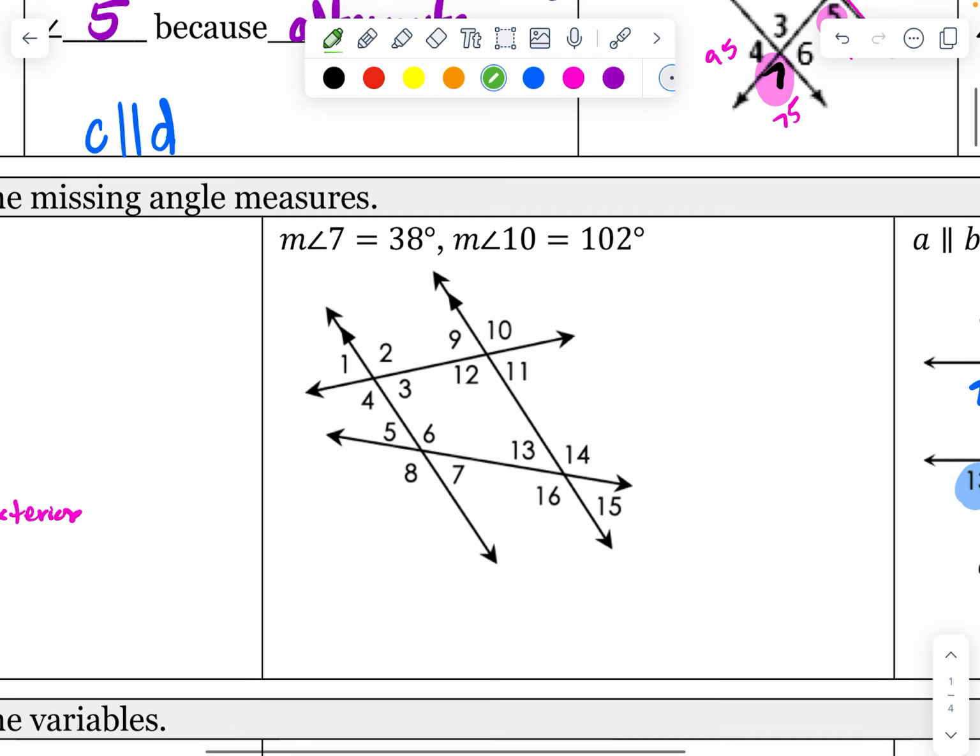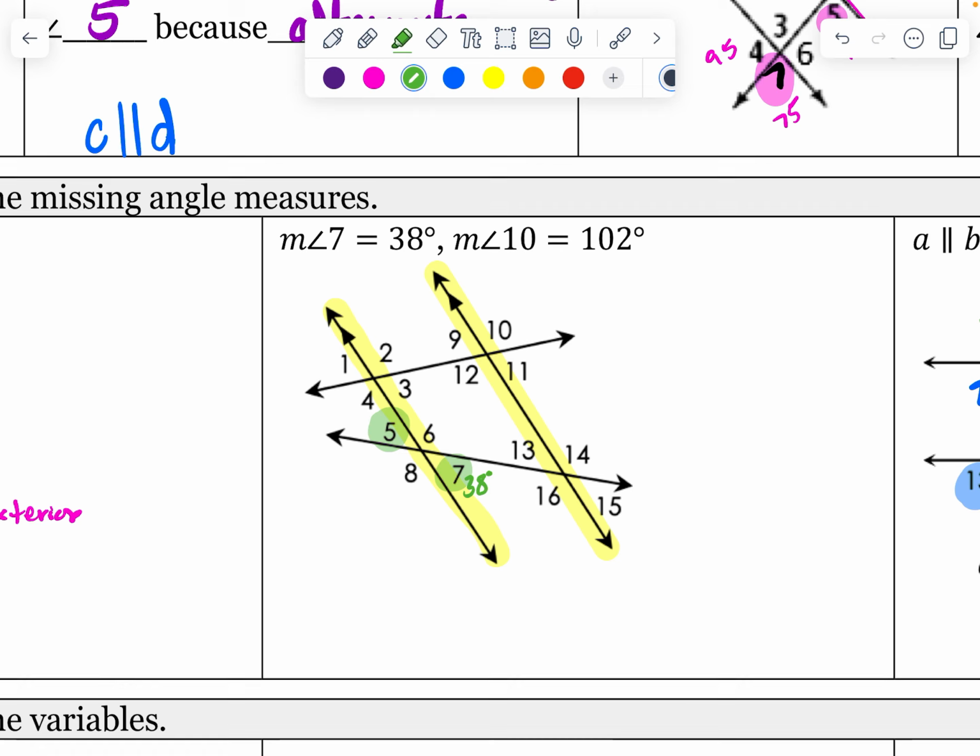Now this one gets a little harder because I only have 2 lines that are parallel. This one and this one are my only 2 that are parallel. So I have to be a little bit more careful about what I'm looking at. Let's see, number 7 is 38. So 7 is 38 degrees. Well, what else is going to be 38 degrees? 5 is going to be 38 because it is a vertical angle.